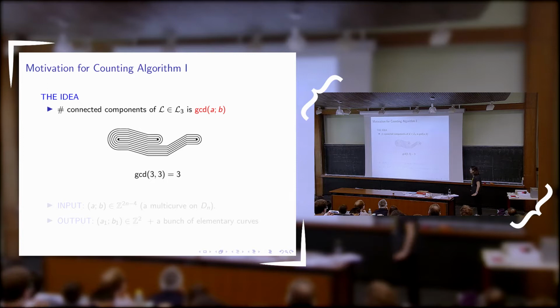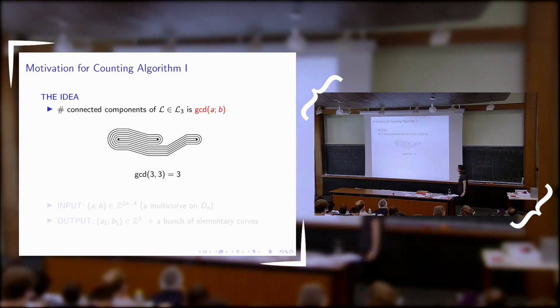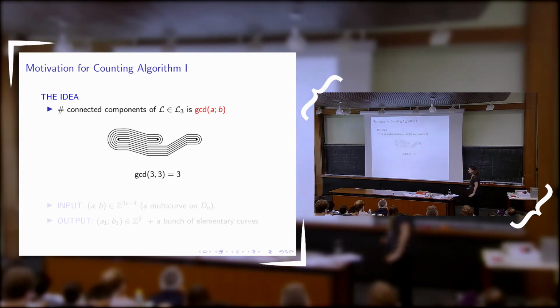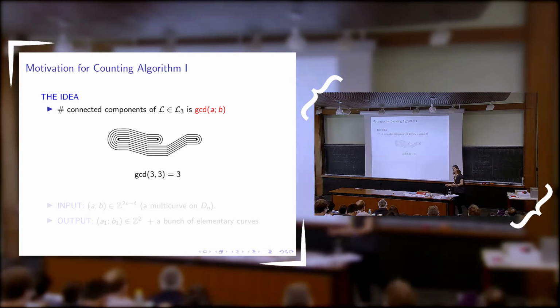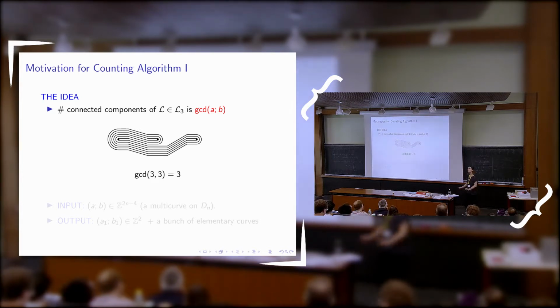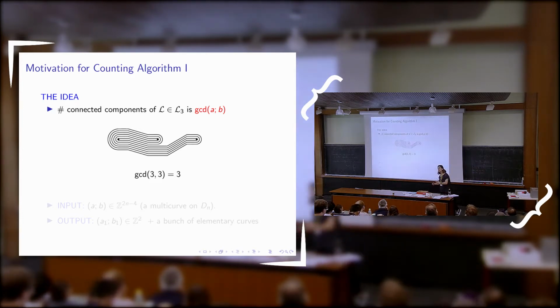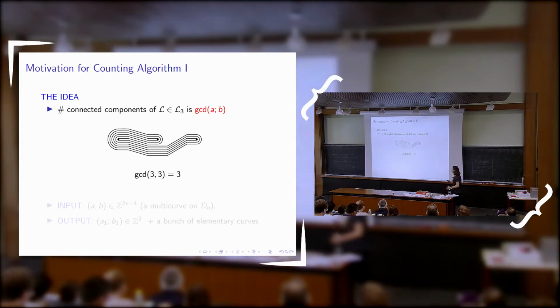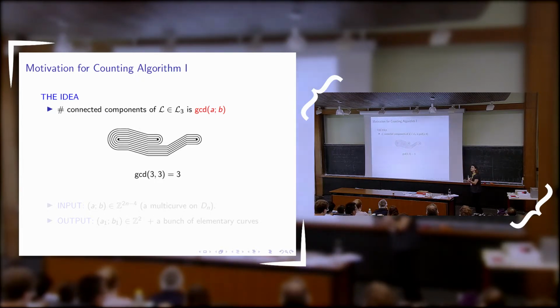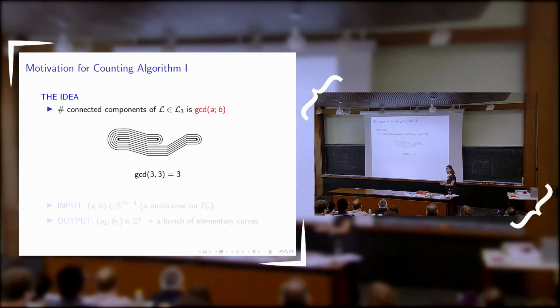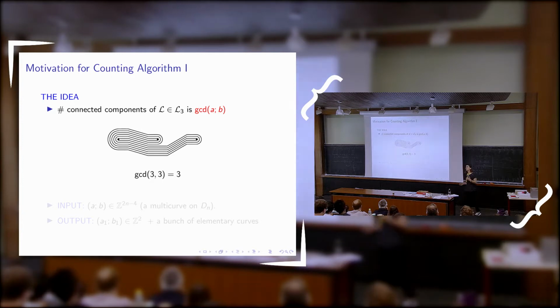Okay, now we can come to our counting algorithm. The motivation for the counting algorithm comes from a very well-known fact on the torus and on the 3 times punctured disk. You can count the number of connected components of a multi-curve using the greatest common divisor formula. So on the 3 times punctured disk, you look at the greatest common divisor of the Dynnikov coordinates of the multi-curve and count the number of connected components. But we don't have a similar formula when you increase the number of punctures.